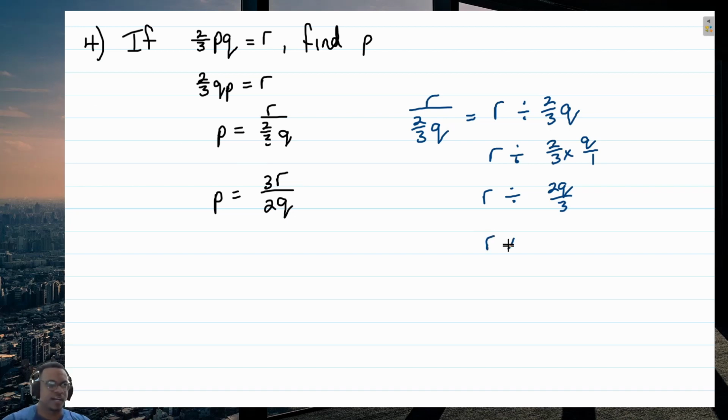So we have R multiplied by 3 over 2Q. So that will be R over 1 multiplied by 3 over 2Q. And since nothing would cancel, we multiply the numerators and multiply the denominators. So we get R times 3, which will be 3 times R. And then we have 1 times 2Q, which is just 2Q.